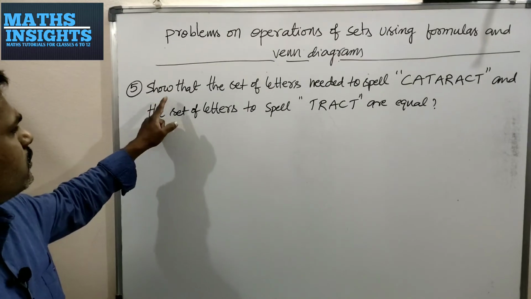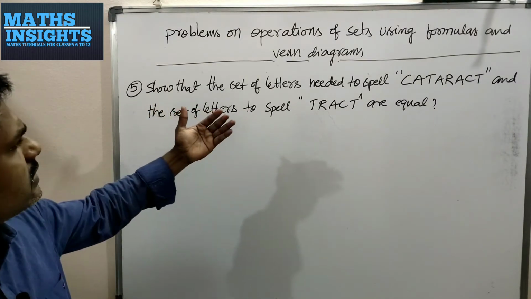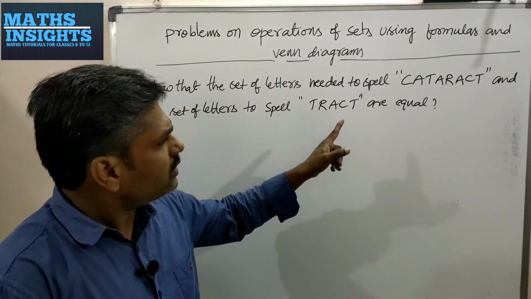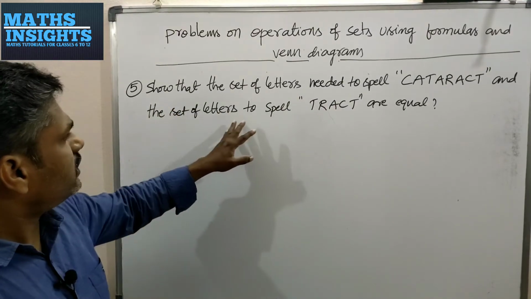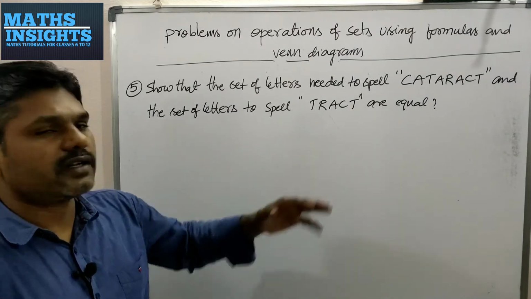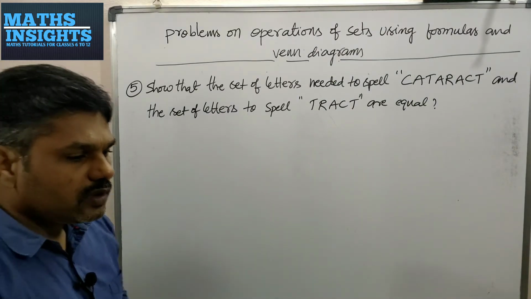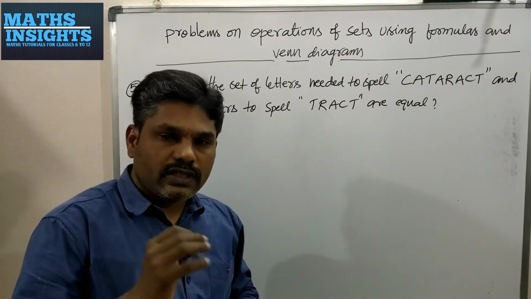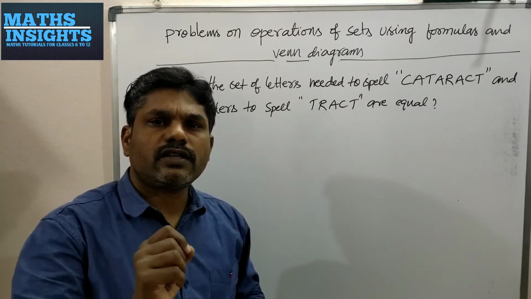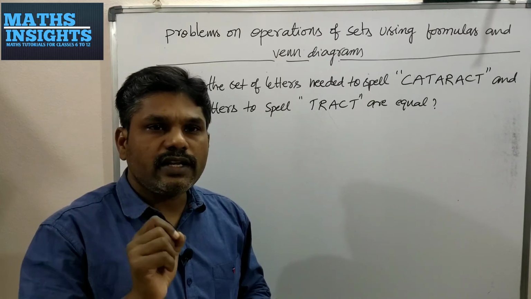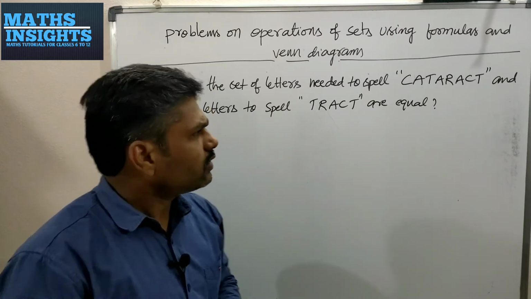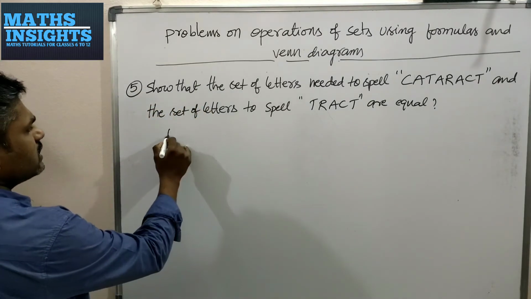Fifth problem says: show that the set of letters needed to spell cataract and the set of letters to spell tract are equal. Very simple. As per the definition of a set, you have to write the element only once. You should not repeat any element more than once.